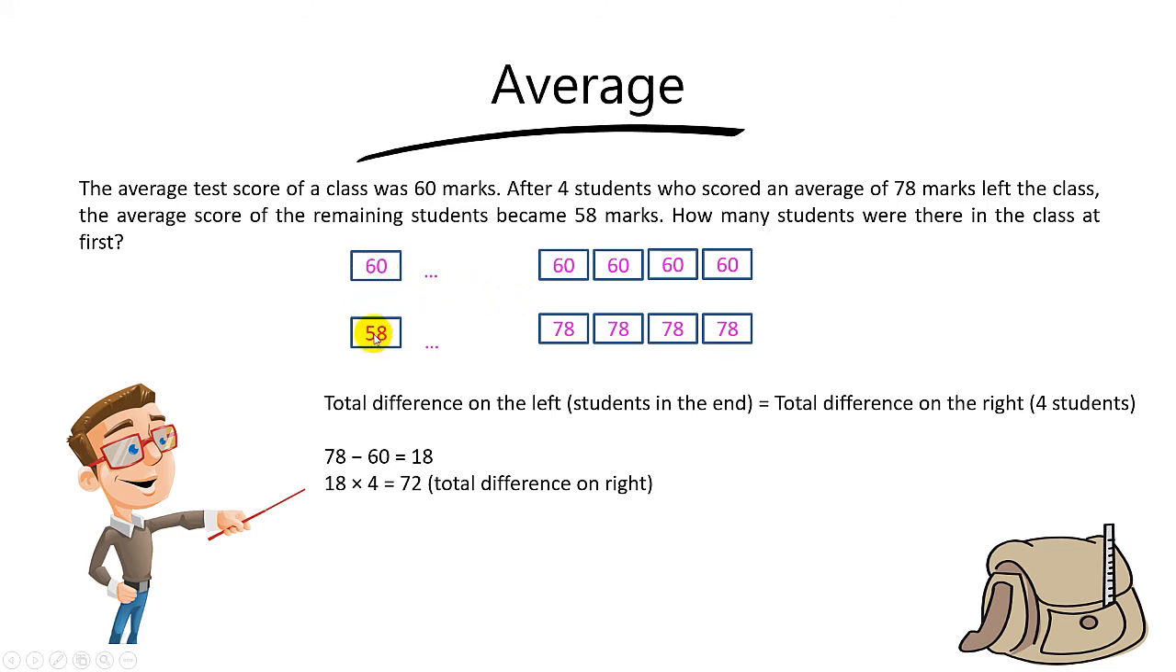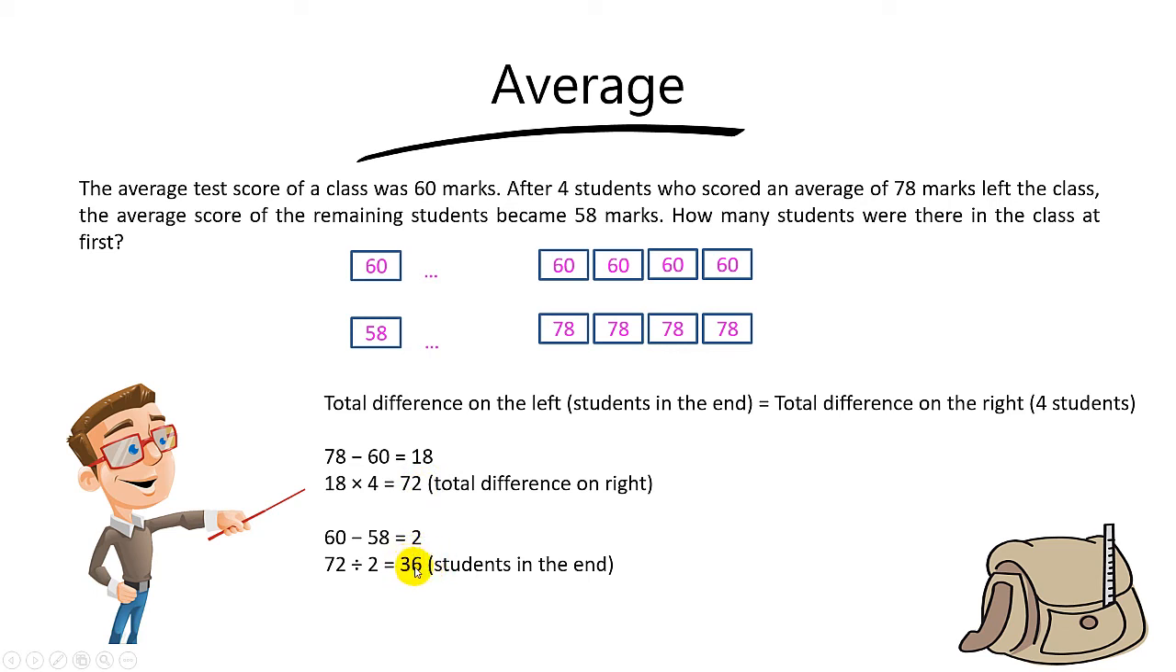Now look at the left hand side. Can you tell me the difference in every child? The difference in every student is 2 marks. Correct? So now can you tell me, how many 2's do you need to get 72? The answer is basically just 72 divided by 2, you get 36 students. Right, so this is basically applying the gain and difference concept. Okay, which is when you take the big difference divided by the small difference, you get a number of students.